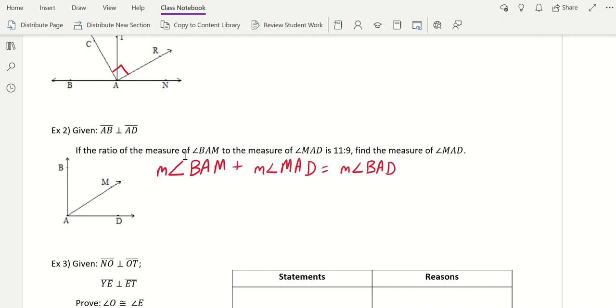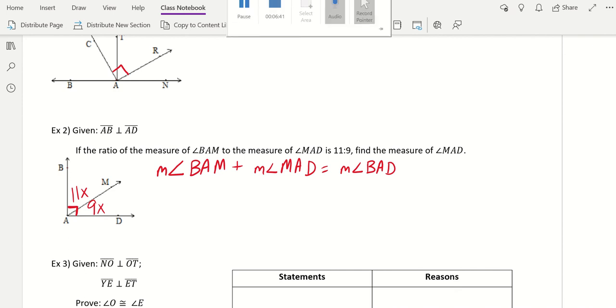Well, my geometric statement is going to be the measure of angle BAM, which is going to be 11x, plus the measure of angle MAD, which is going to be 9x, is equal to the measure of angle BAD. And we know the measure of angle BAD is going to be 90 degrees because we were told that BA and AD are perpendicular to each other. So let's substitute in now 11x and 9x and 90. It looks like this. And we solve for x.